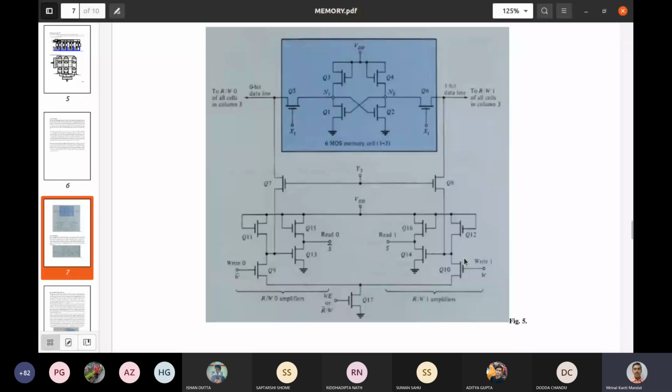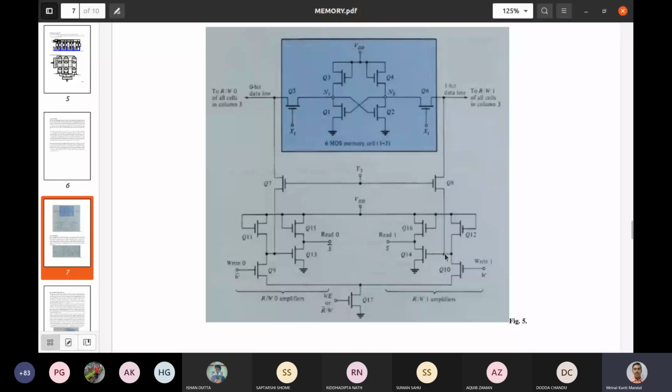So now if it is 0, then what will happen? This can be considered as the load. It is connected to VDD. So this load is connected to VDD through this point. Now what will happen? That means this voltage is high.